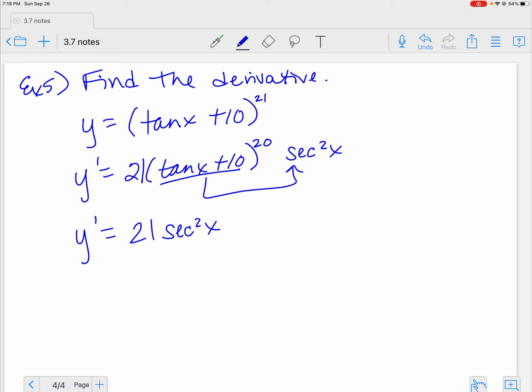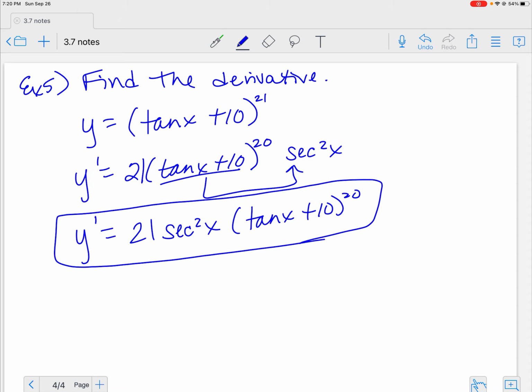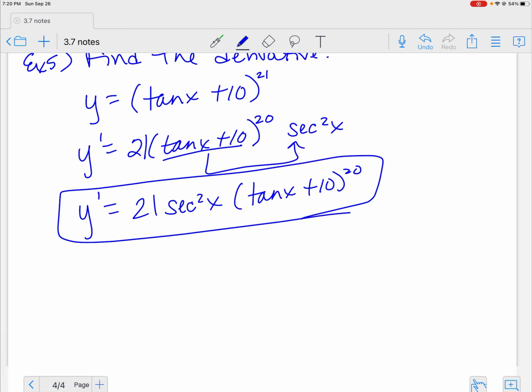21 secant squared x times tangent x plus 10 to the 20th. Now it's all multiplied together, but it's just good practice to put those as a coefficient if they're multiplied out there outside of those parentheses. All right? Okay, let's do another one.